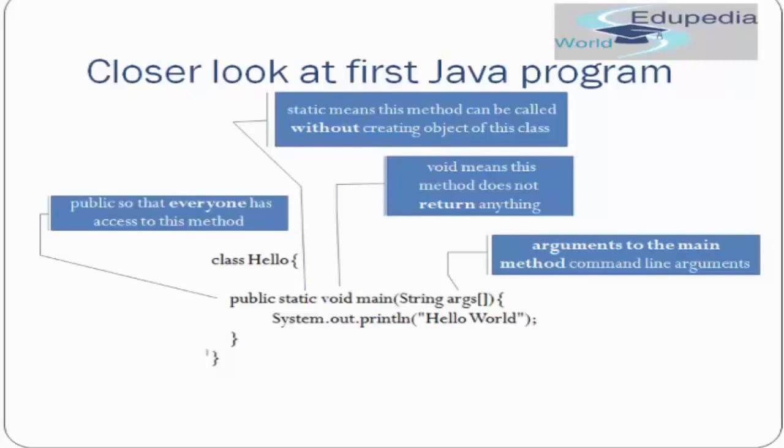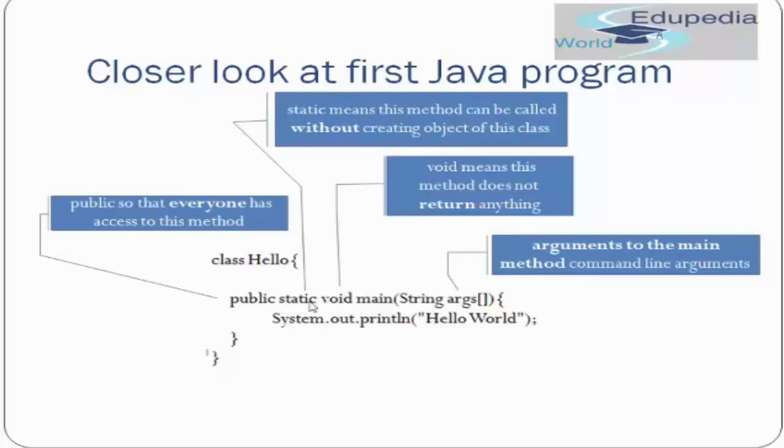The second keyword is static. Static means this method can be called without creating an object of this class. The static keyword is used here because the JVM directly calls the main method. It does not need to create the object of class hello. Why is it so? Because of the keyword static. Static enables us to directly call the method just by using the class name. And the JVM automatically recognizes the class name whenever you create your first class in that file, and then it searches for a main method.